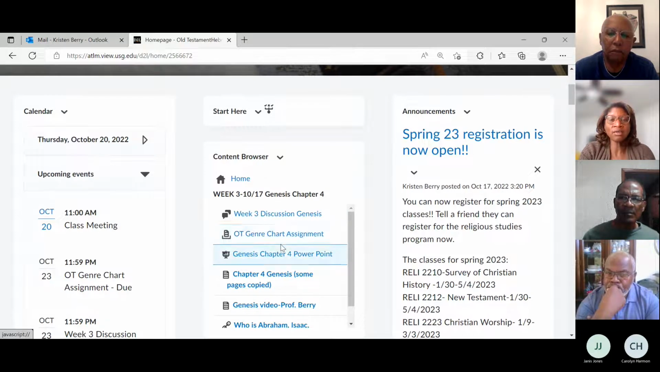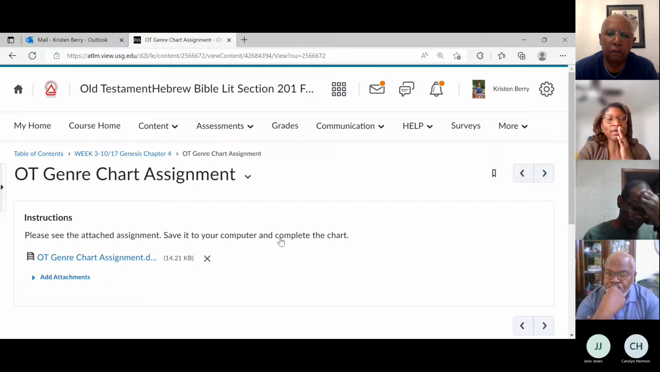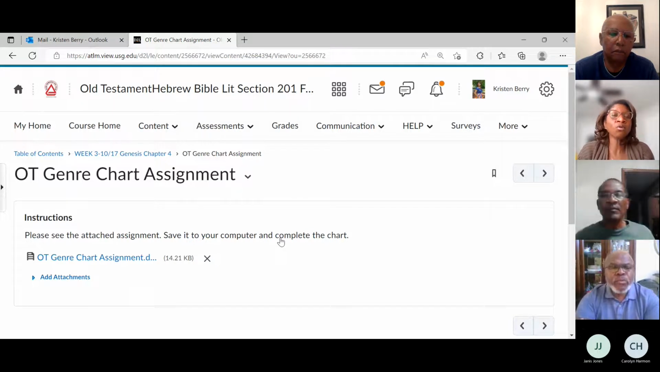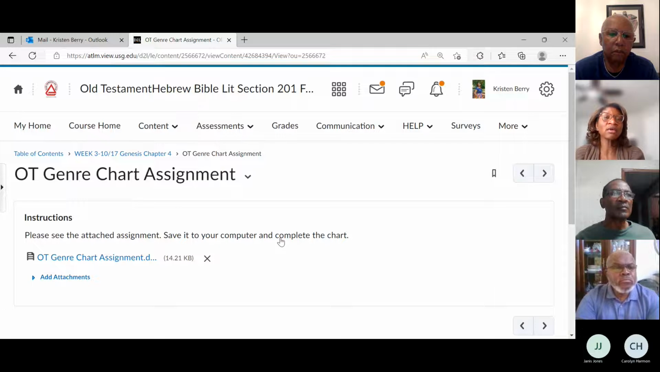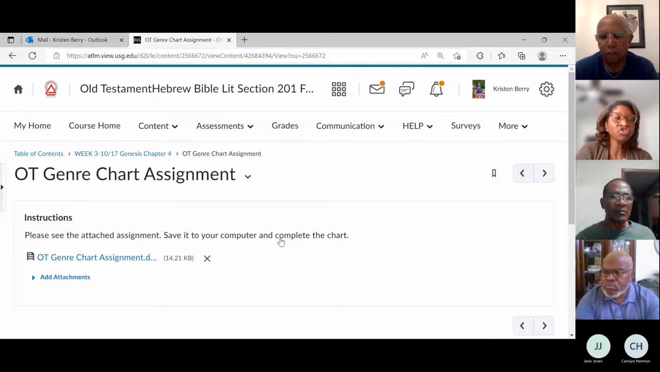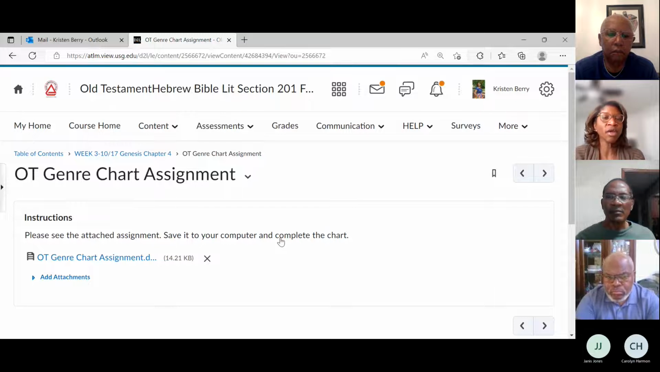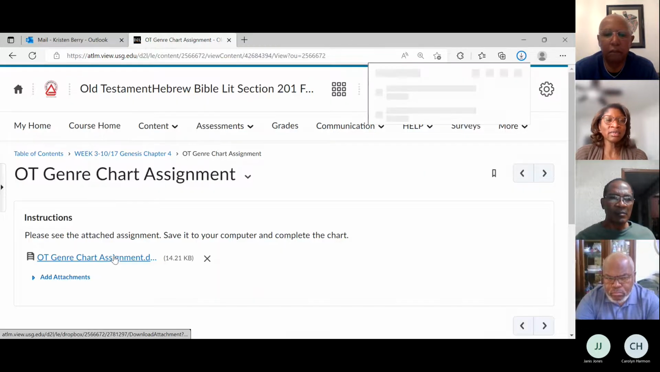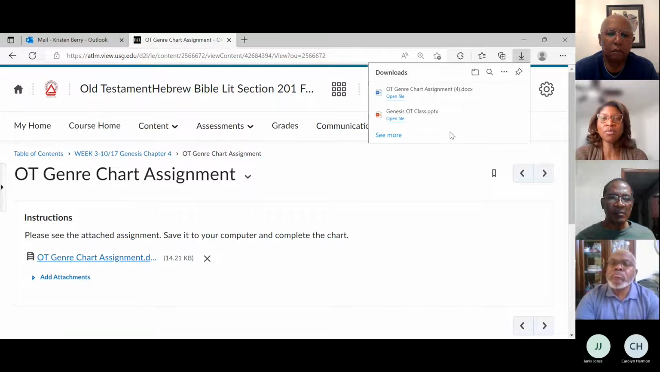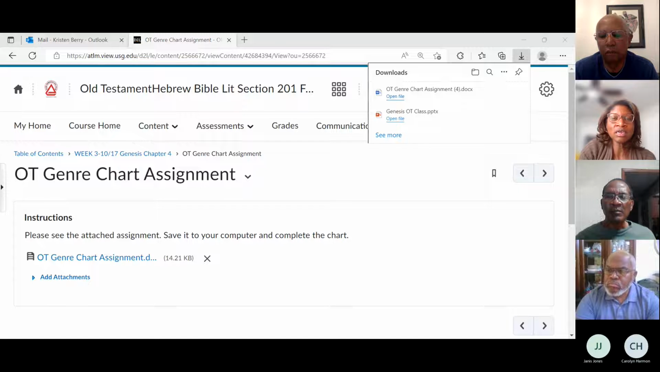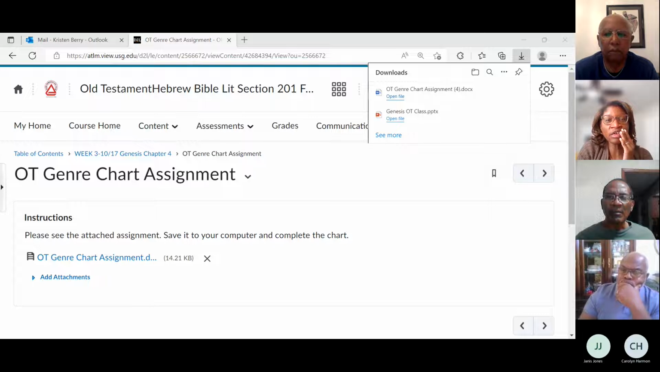And then one more thing I want to talk about that's due this week is the Old Testament genre chart assignment. That particular assignment is an attachment, and let me see if I can open it up. You may not be able to see that attachment. Students, let me know if you can see the Old Testament genre chart document on the screen.